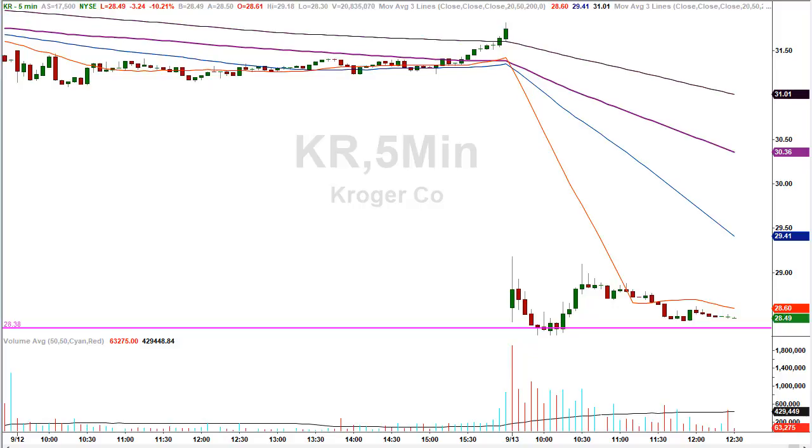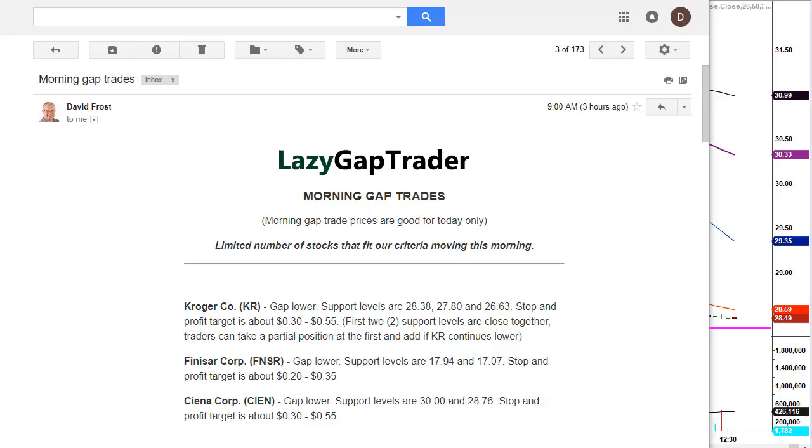So we're going to get back to the chart and look exactly what happened in detail at KR this morning. However, I want to point out the other thing I do, which is give traders who want them an opportunity to get my gap trade sent to them first thing in the morning. In fact, it arrives in the inbox at 9 a.m. Eastern Standard Time, 30 minutes before the markets even opened for business.